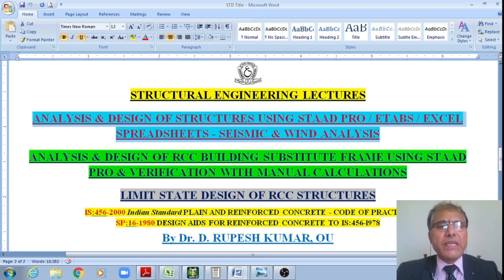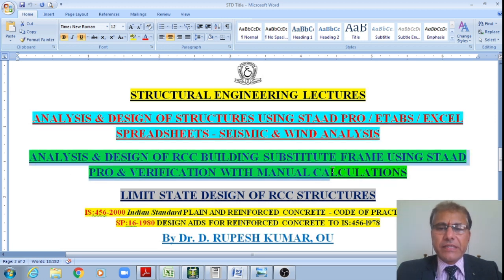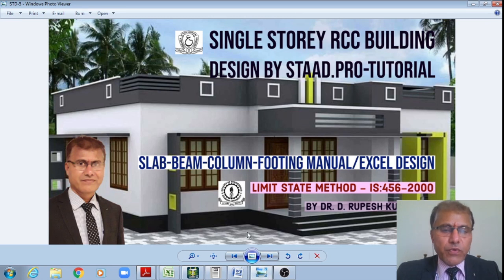In the previous class we have seen analysis and design of RCC building substitute frame using STAAD.Pro, and we have verified with manual calculations, right? In conformation with IS 456 and SP 16 1980, which is the limit state of design of RCC code, for plain and reinforced concrete, right?